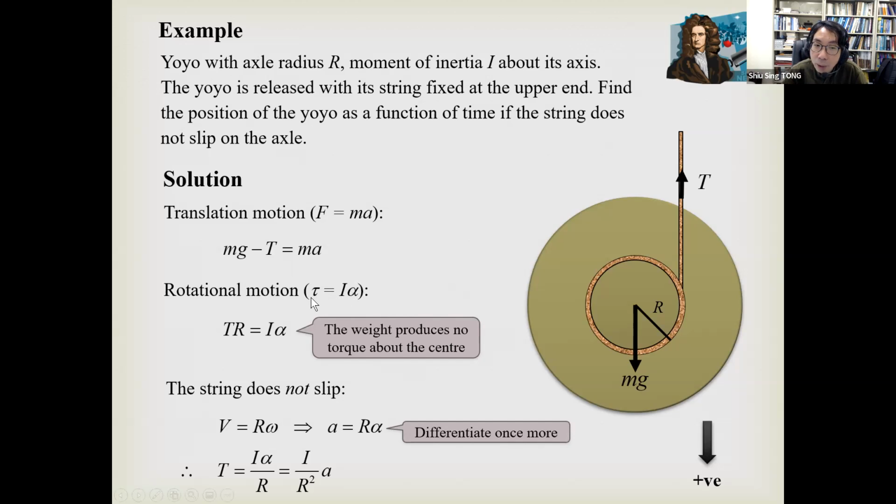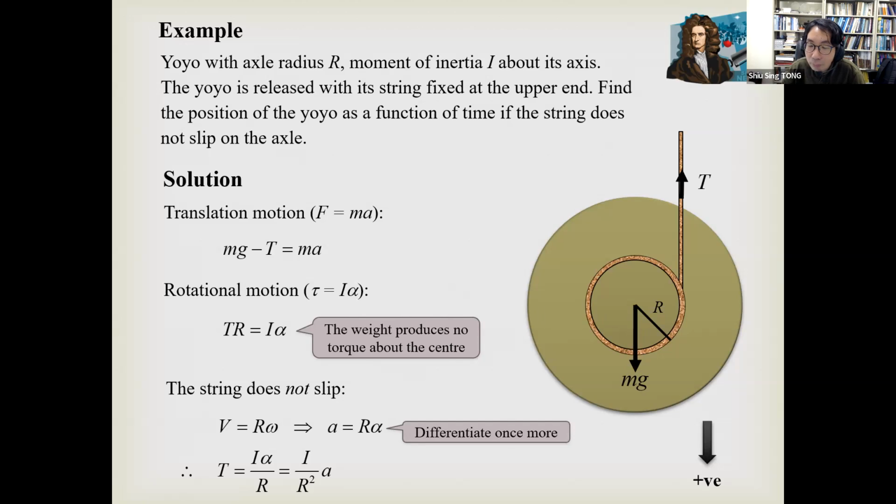For the rotation, but what forces produce the torque? We can see from this diagram that only the tension will produce a torque. The gravity force will not produce torque. Why? Because the gravity force acts directly at the center of the disc of the yo-yo, right? So its distance from the center is 0. And now we are describing the rotation by the torque about its center, right? So if the gravity force is acting directly at the center, it has 0 distance from the center, and so it does not produce any torque about the center. So I do not have to consider the torque produced by the gravity force because it's 0.